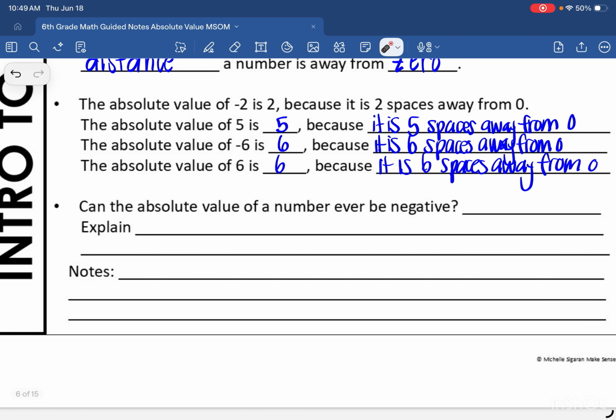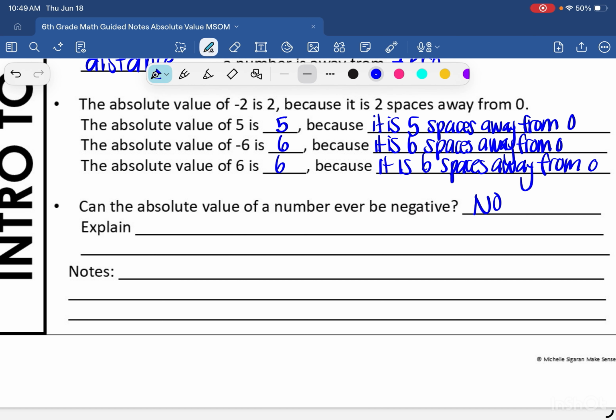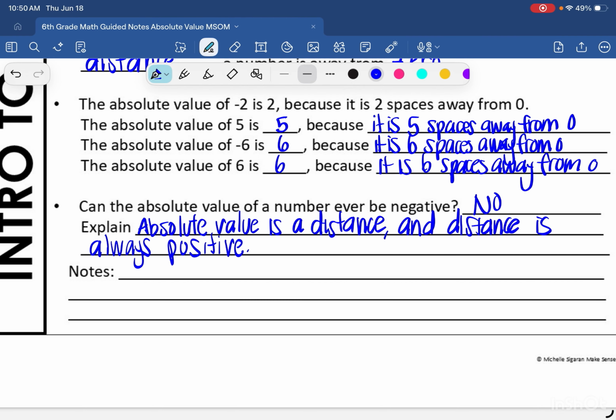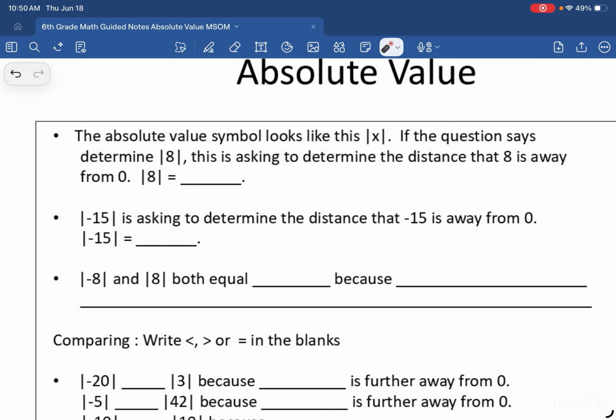Can the absolute value of a number ever be negative? No, it cannot, because absolute value is a distance, and distance is always positive. The absolute value symbol looks like this, these two vertical lines.